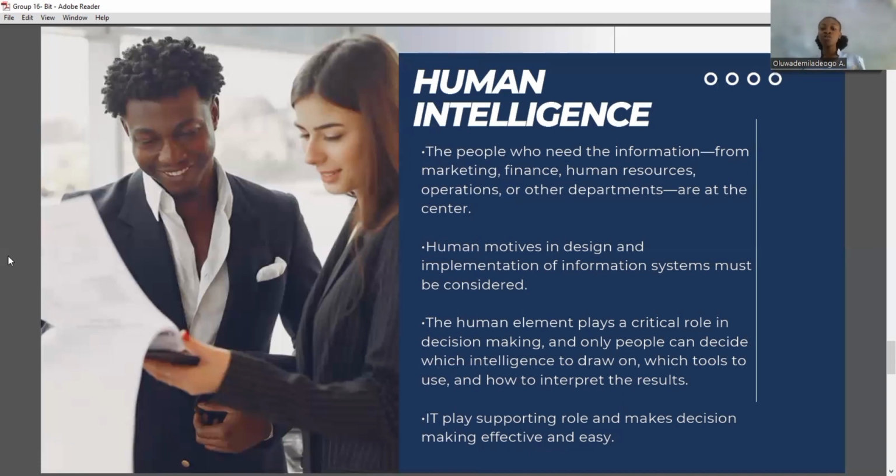The human element plays a crucial role in decision making, and only people can decide the intelligence to grow on, which tool to use, and how to interpret the results. So far, the data mining, analytics, dashboard, template, and all of that I've mentioned before can only make sense or can only be applied properly by the human element. And IT plays supporting roles and makes decision making effective and easy, and that is why we have business intelligence and decision making. IT makes decision making easy, and that is why human beings and IT are very important.